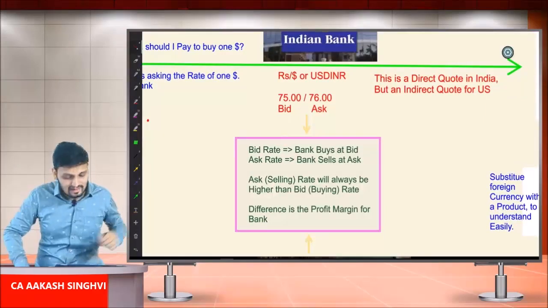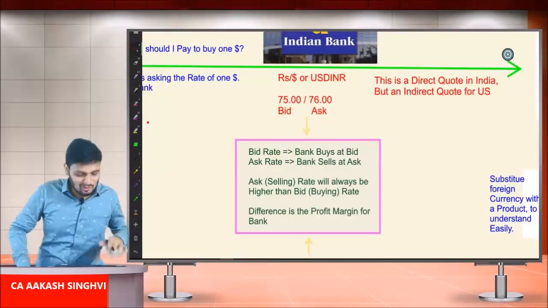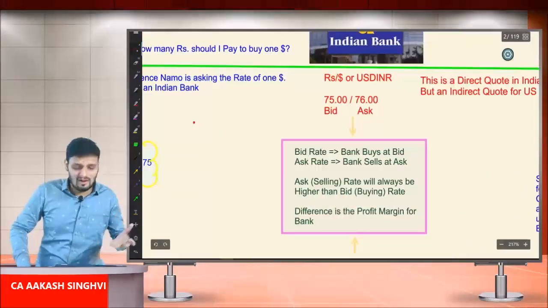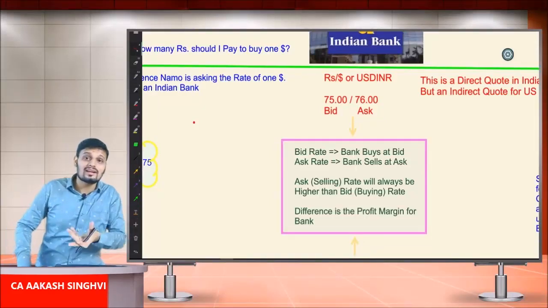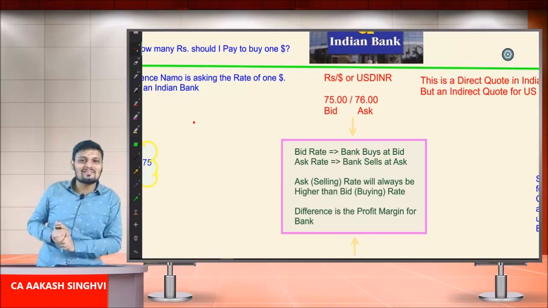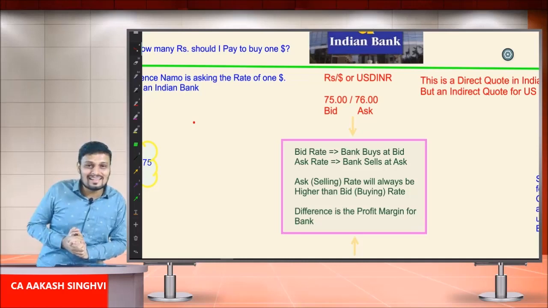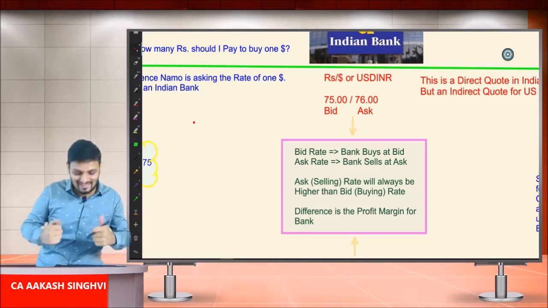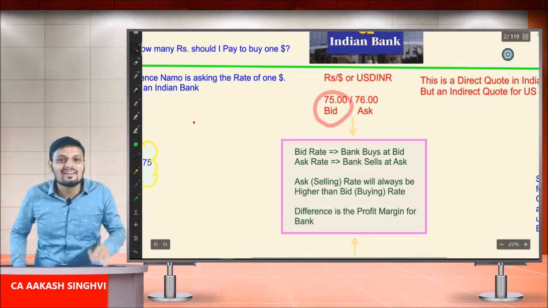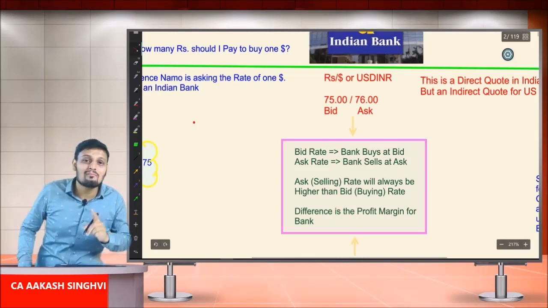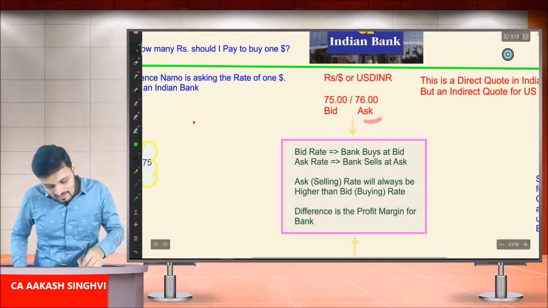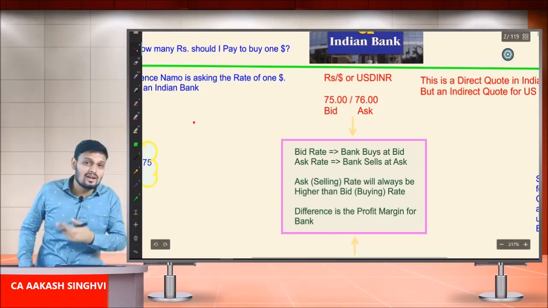Coming back to our Narendra Modi example. When Narendra Modi went to the bank, he asked the rate of $1. The bank told him 75, 76. He didn't understand. Then he attended SFM lectures. He finally understood that there is a bid rate and there is an ask rate, right? So here the bid rate is 75. This is the rate at which the bank will buy dollars, and this is the rate at which the bank will sell dollars.